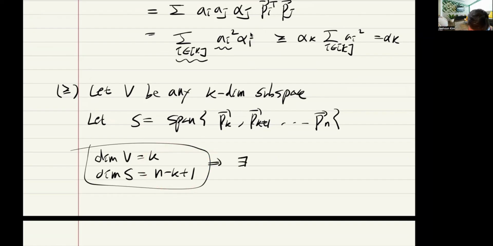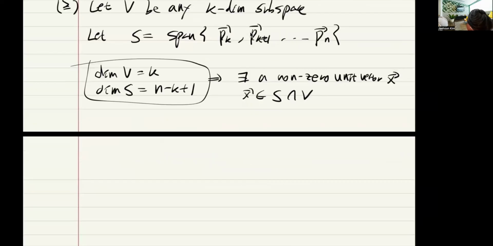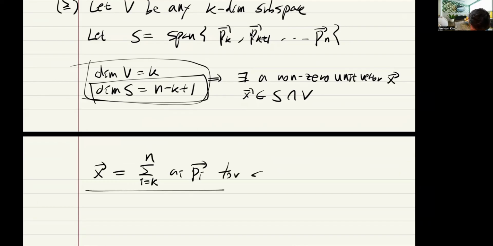And these two sum up to a number bigger than n. So there exists a non-zero unit vector x that lies in both of them. And since x is in S, it is the summation of ai pi, where i is from k to n. So you can write it this way for some ai with the summation of ai squared equal to 1.